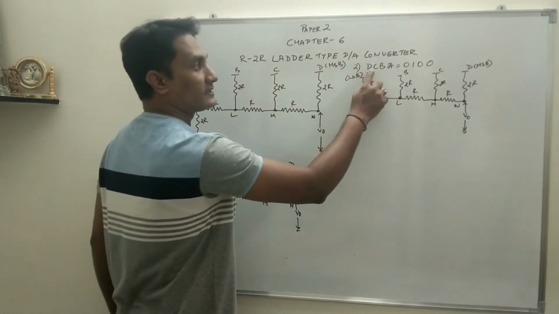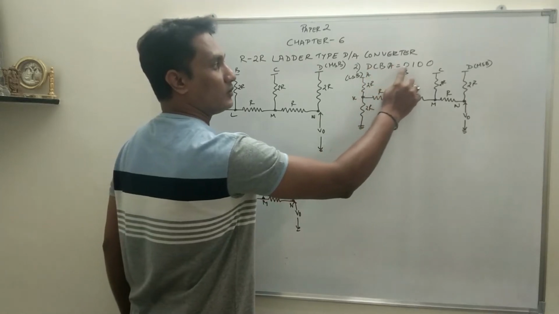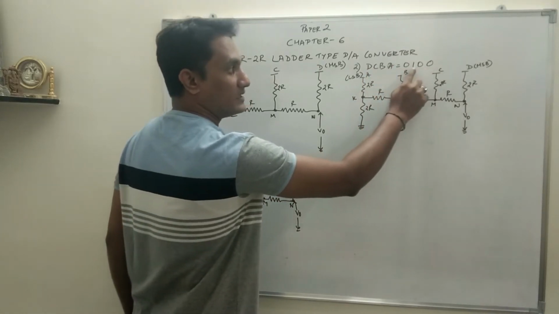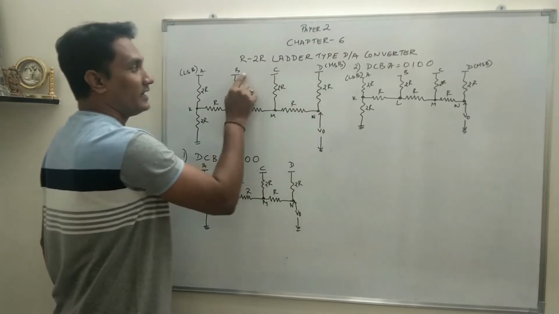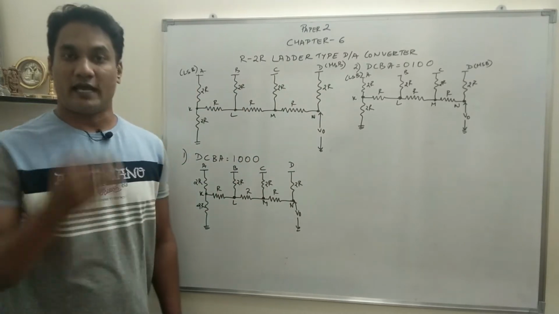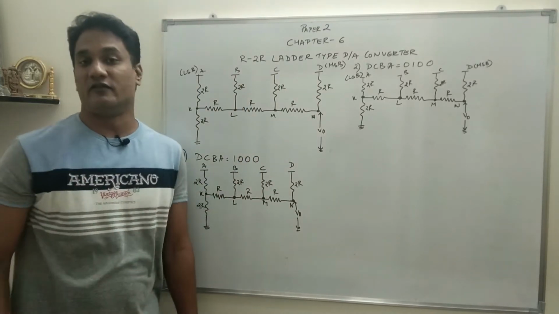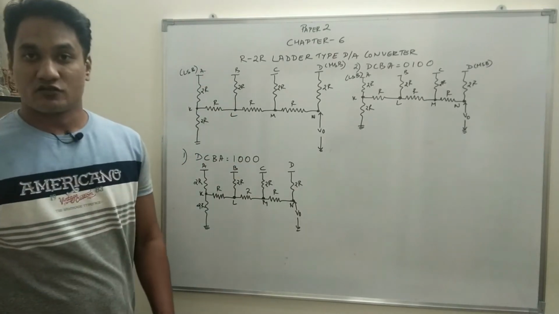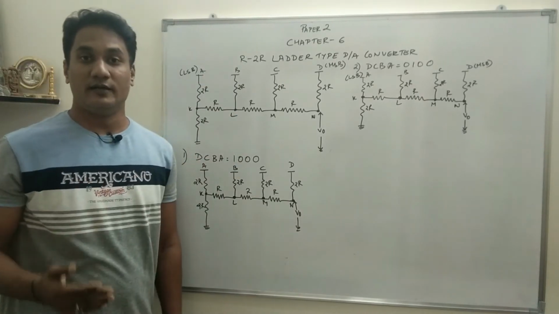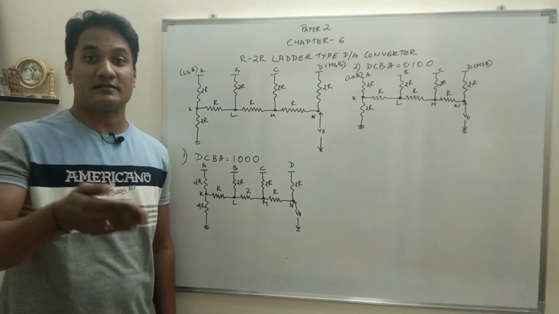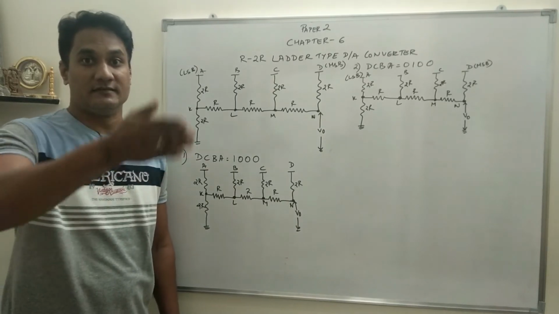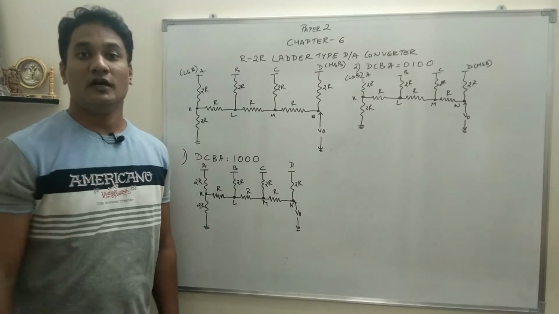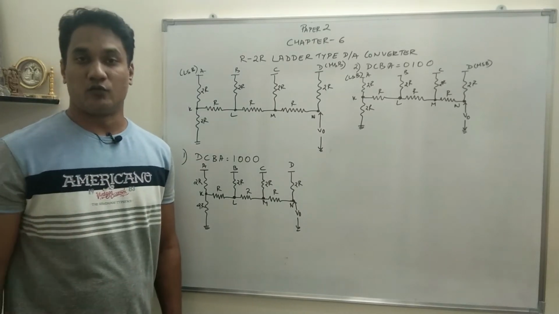Similarly, we will go for the second condition, DCBA equals 0100. That means that 1 appears at C and all other inputs are 0. Like this we will go for B and then for A. So this is how you have to evaluate the output voltage when 1 appears at different places, D, C, B, A, and then you have to get the total output voltage equation.